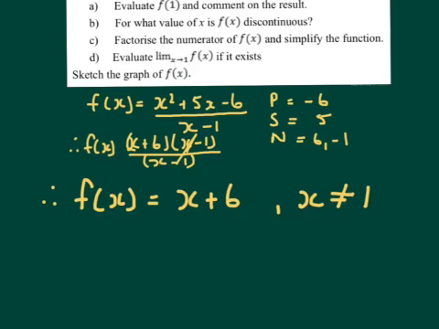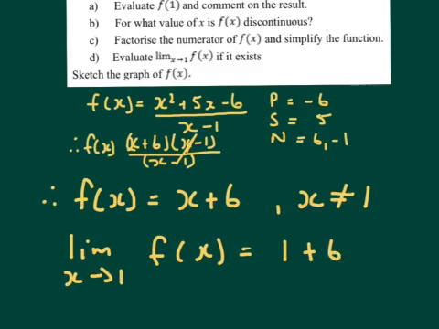Okay, part D. Now part D is asking us to evaluate this limit here if it exists. Well, our function, now that it's simplified, is in such a form that we can solve that by direct substitution. So part D goes like this. The limit as x approaches 1 of our function is simply equal to 1 plus 6, which equals 7. Okay?